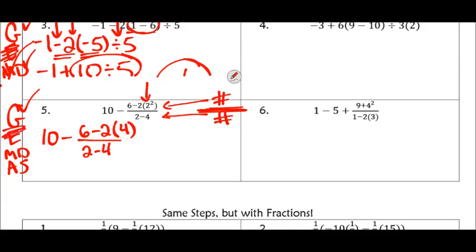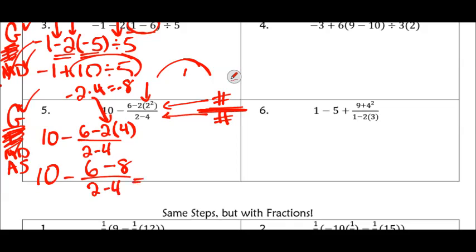Still need to follow order of operations on top. I don't have any exponents left. I have to do my multiplication next. I'm going to take care of that first. So it's 10 minus 6 minus 8. It's a negative 2 times 4. That's a negative 8. So I wrote it as minus 8. And 2 minus 4 on the bottom.